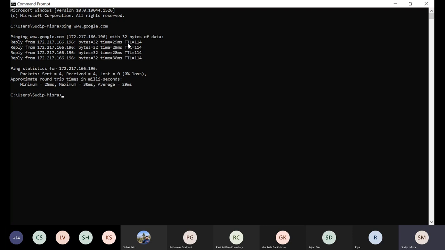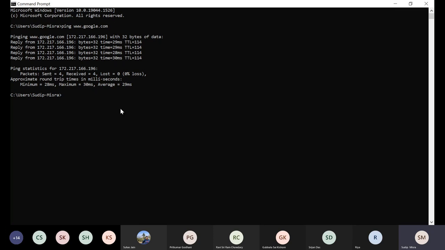And you see that the TTL value, time to live, is also shown. Finally, the statistics for the packets that were sent: how many packets were sent? There were 4 packets sent, so sent 4 packets, received 4 packets.